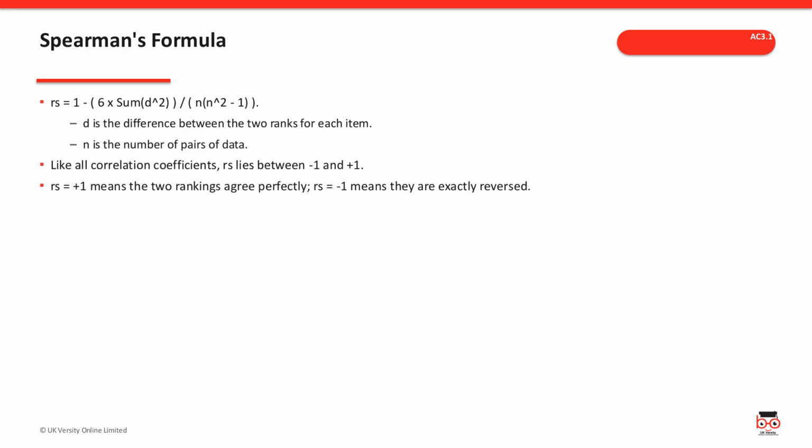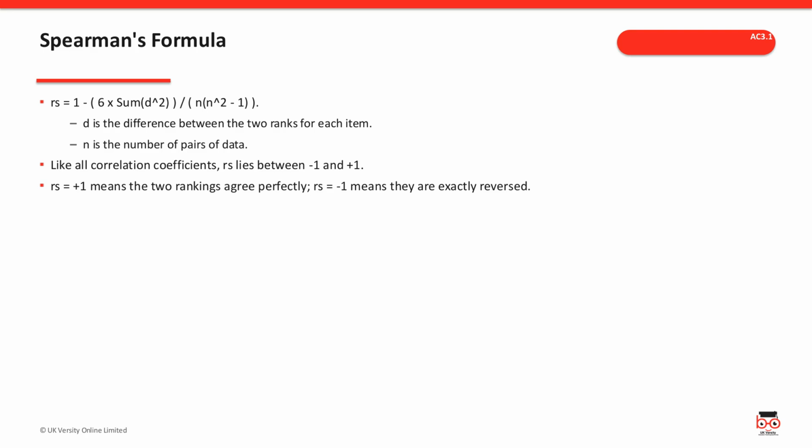The formula is RS equals 1 minus 6 times the sum of D squared, all over N times the quantity N squared minus 1. Here D is the difference between the two ranks for each item, and N is the number of pairs.